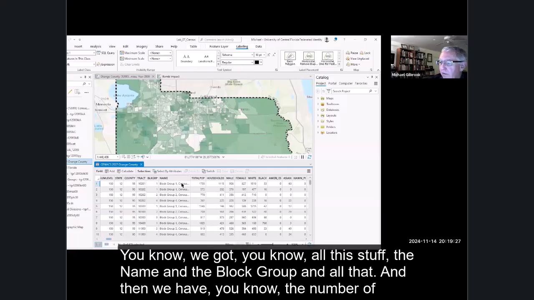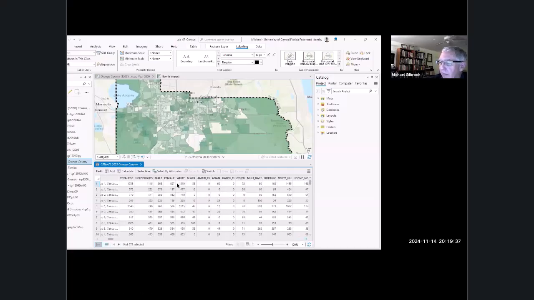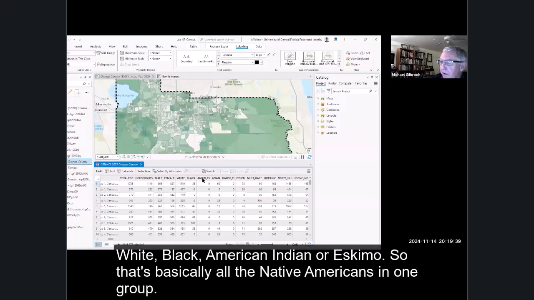We've got all this stuff, the name of the block group and all that. And then we have the number of households, and then we have the number of males and females, and then we have the racial component. White, Black, American Indian or Eskimo. So that's basically all the Native Americans in one group.